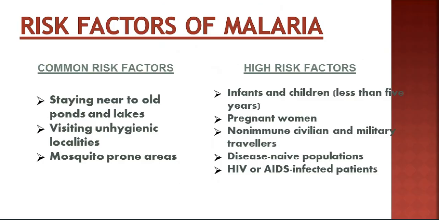Living in or traveling to regions where malaria is prevalent is the highest risk of contracting the illness. The level of risk is determined by regional efforts to combat malaria, seasonal variations in malaria cases, and the precautions taken to avoid mosquito bites. These are some common risk factors of malaria disease: staying near old ponds and lakes, visiting endemic localities, and mosquito-prone areas. The following are at high risk of having malaria disease: infants and children less than 5 years, pregnant women, non-immune civilian and military travelers, disease-naive populations, and HIV or AIDS-infected patients.